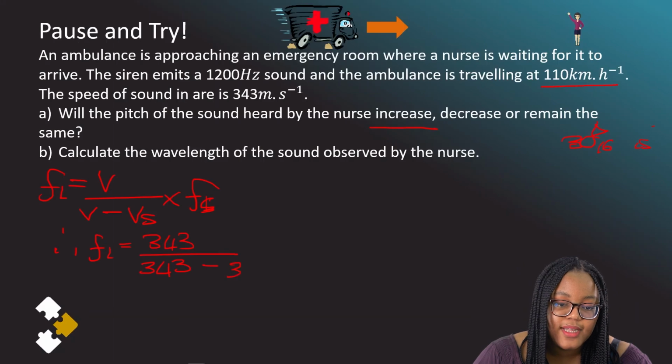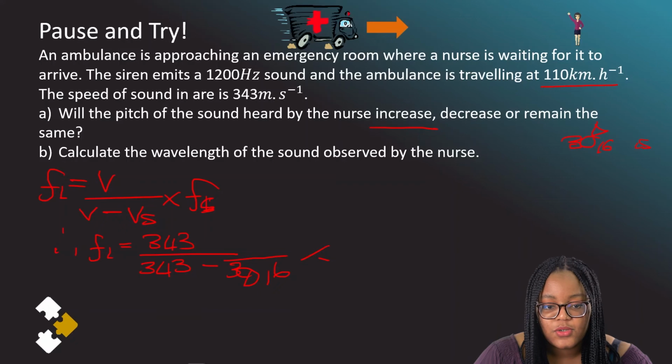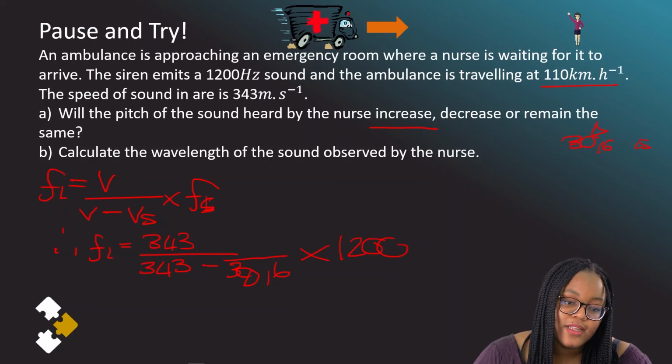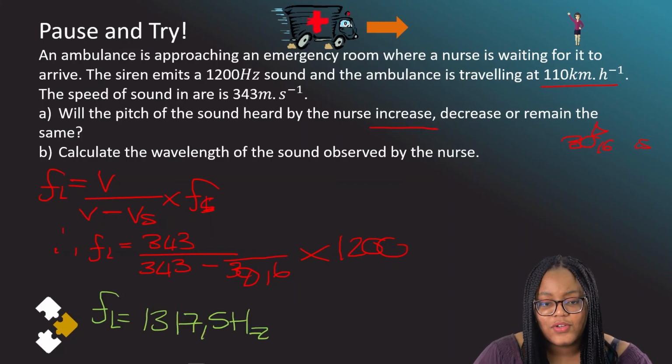So that's 343 minus 30,6, and that is all going to be multiplied by 1,200. Therefore, our final answer, that is the frequency experienced by the nurse, is going to be equal to 1317,5 hertz. And they've asked us to give them the wavelength of the sound observed by the nurse.